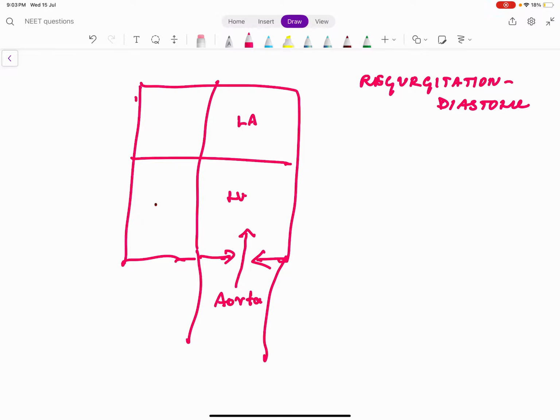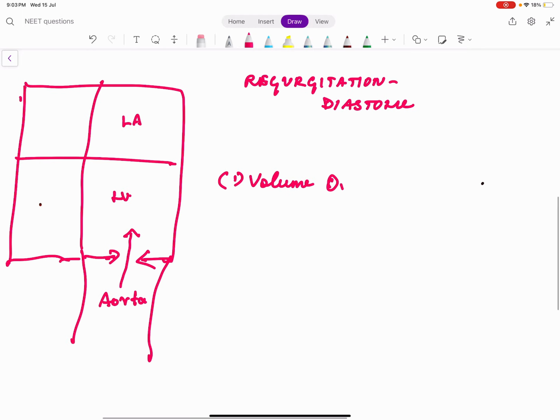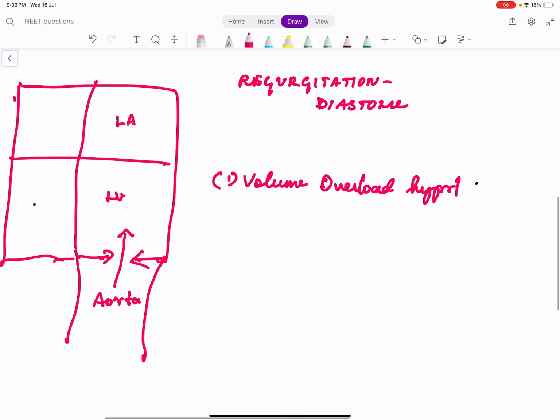This leads to increased volume of the left ventricle. So in due course, it leads to volume overload hypertrophy or volume hypertrophy. In aortic stenosis, it is pressure hypertrophy. Here it is volume hypertrophy. Whenever volume increases in any cardiac chamber, it leads to palpitation. Okay.